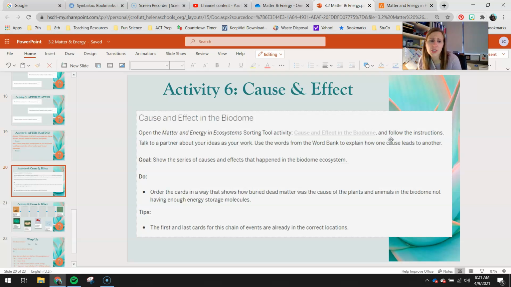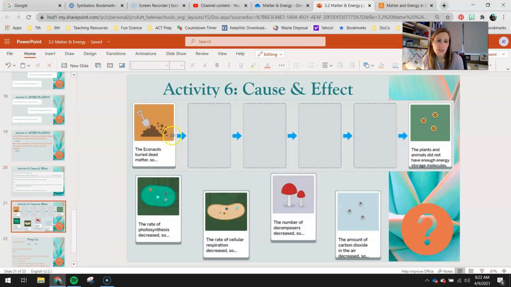All right, so your goal is to show the series of cause and effects that happen in the biodome system. So again, this is kind of our biosphere. You just learned a little bit about where the carbon went, so you should have an idea of what that process already looks like as far as the cause and effect. So your job is to order the cards in a way that shows how buried dead matter was the cause of the plants and animals in the biodome not having enough energy storage molecules. The first and last cards for this chain are already in the correct locations. So you can see here's the first and here's the last card.